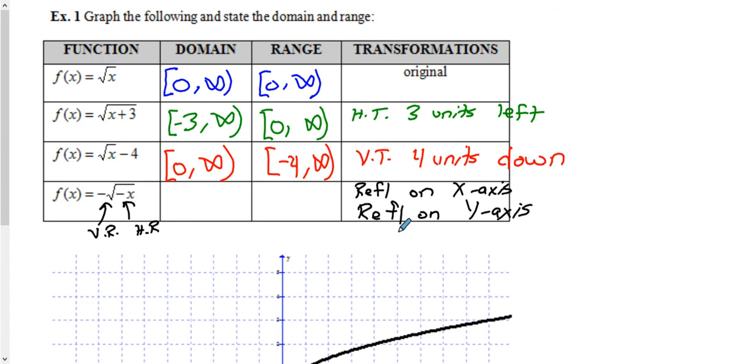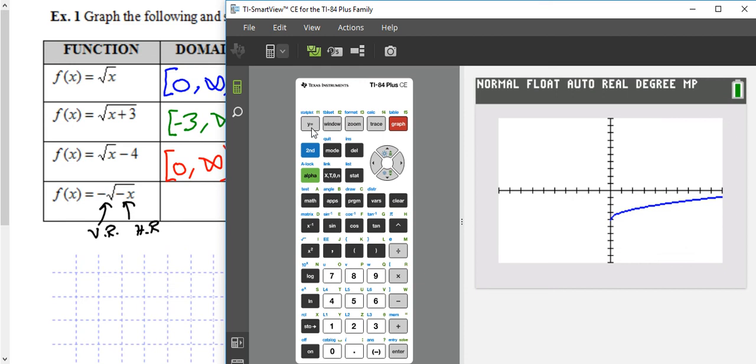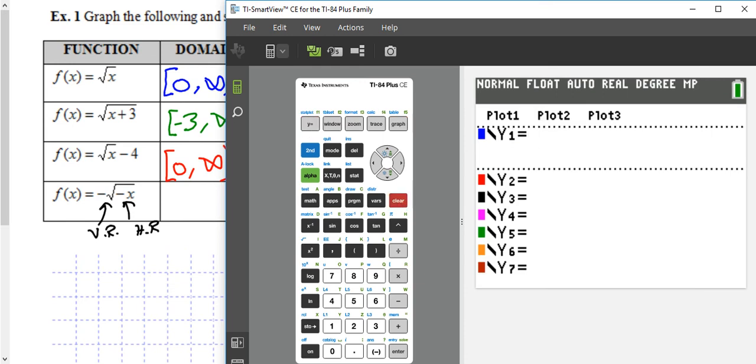And again, I just want to double check what my domain and range is. I already have an idea. It's most likely going to be in reverse order, but here we go. Let's just do a quick check. Again, in an example like this, use your negative button on the bottom here and not your subtraction button. You'll get a syntax error if you do subtraction.